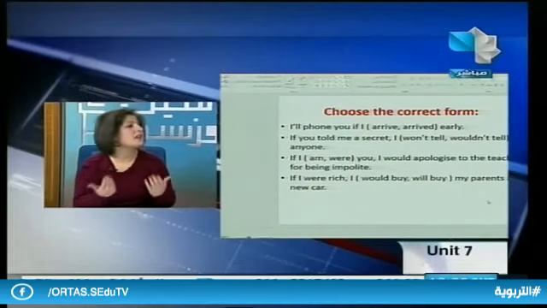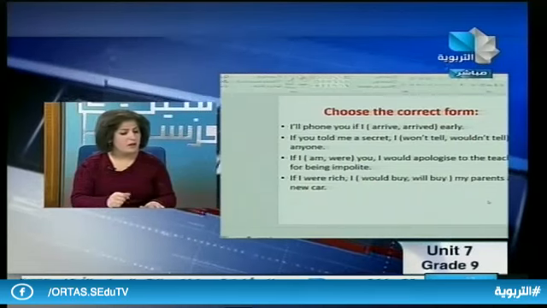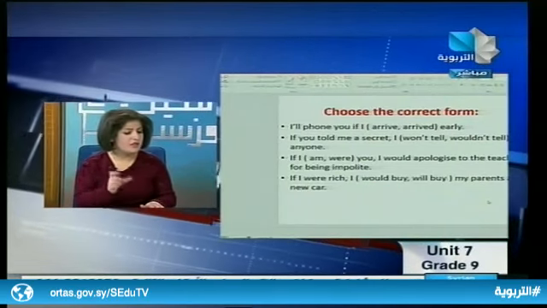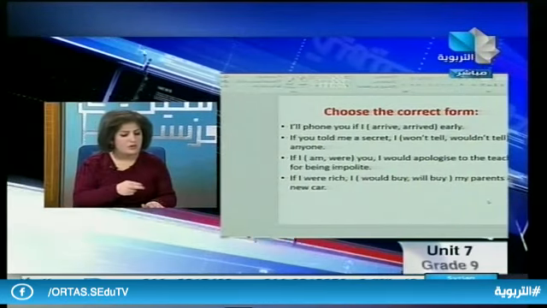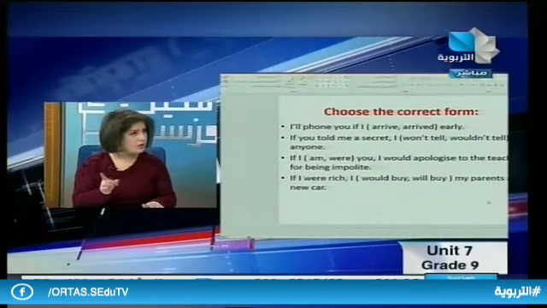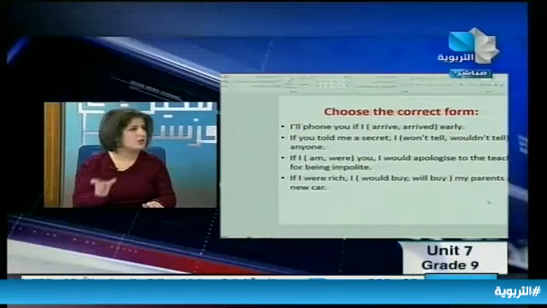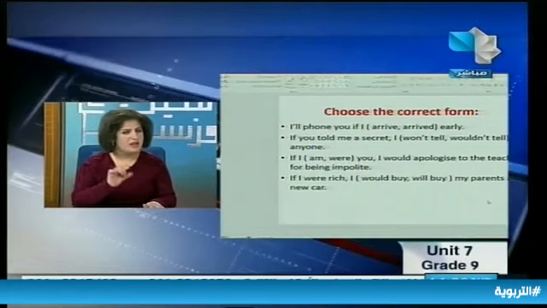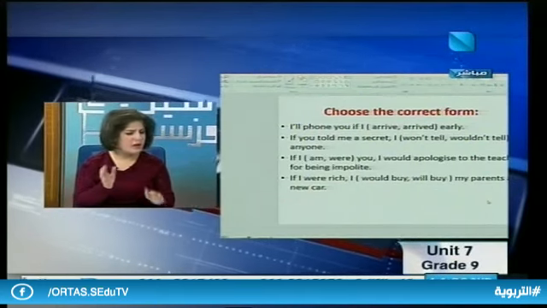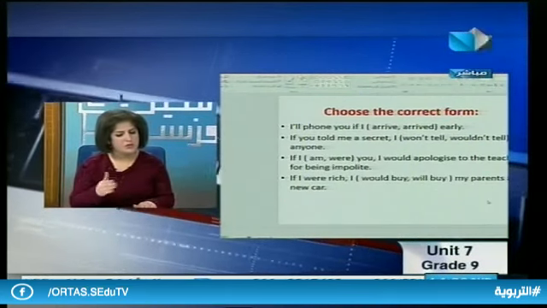tell anyone, or I can't tell anyone. So here we are using the second type of if, which is if plus simple past, and we have to choose would, wouldn't, or will not. We have to use wouldn't here. Because will, we can use it as a short form, won't. So we have to notice here that we have to use wouldn't.